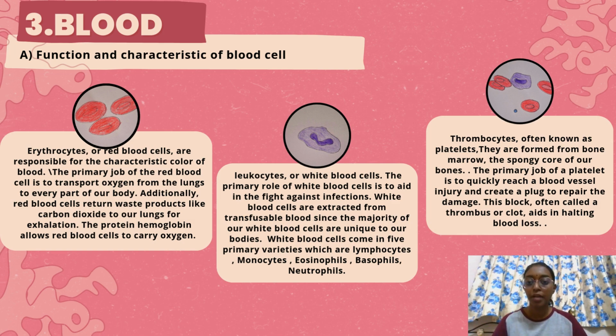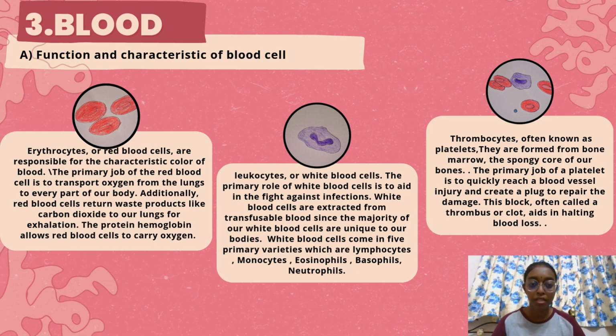Third question, blood. A. Function and characteristic of blood cell. Erythrocytes or red blood cells are responsible for the characteristic color of blood. The primary job of the red blood cells is to transport oxygen from the lungs to every part of our body. Additionally, red blood cells can return waste products like carbon dioxide to our lungs for exhalation. The protein hemoglobin allows red blood cells to carry oxygen.